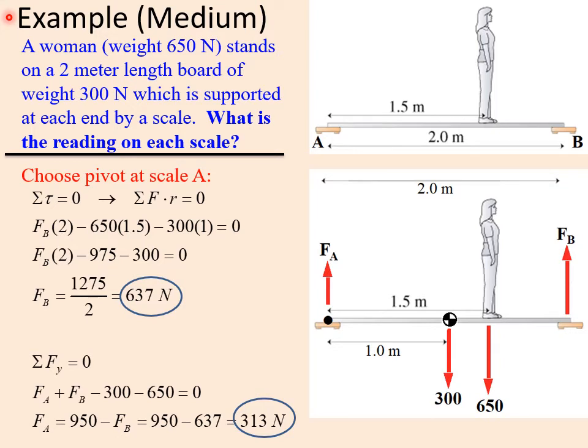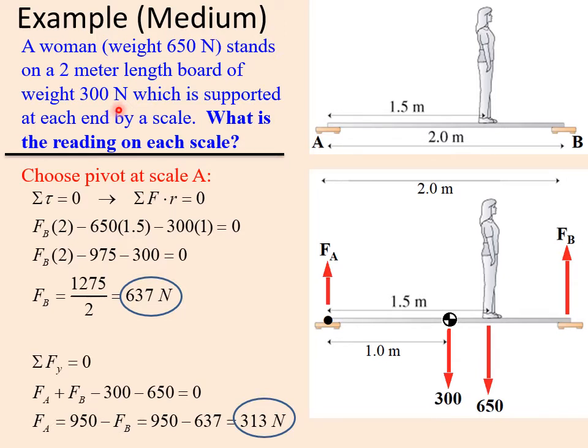Here's another example, which is very similar to the scaffolding problem. So here we have a woman standing on a 2-meter long board, and on each end, the board is sitting on a scale. And we want to know what is the reading on each scale. So she is standing 1.5 meters from this end, as shown, and her weight is 650 newtons. What else do we know? The board has a weight of 300 newtons.